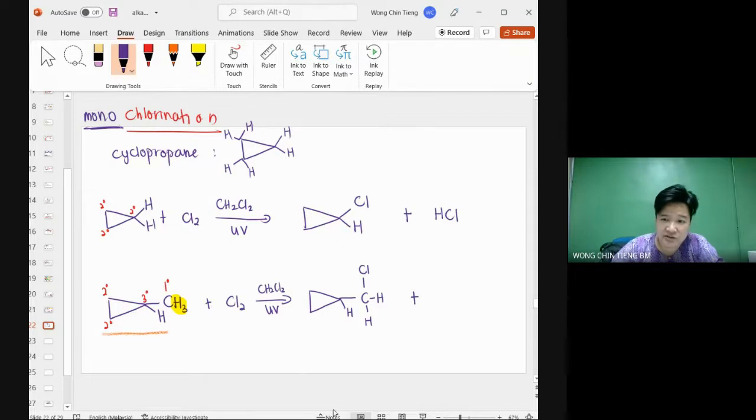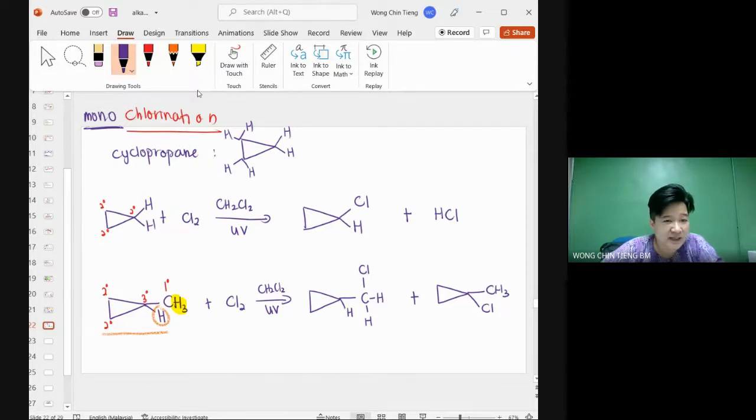Kita ada tertiary. So, tertiary ni pun ada hydrogen. So, apa yang kita boleh buat? Kita boleh ganti hydrogen tu lah. Dan bila kita nak ganti hydrogen tu, CH3 kekal. Alright, CH3 kekal. Hydrogen ni je kita ganti. Setuju? Ada soalan tanya tak?